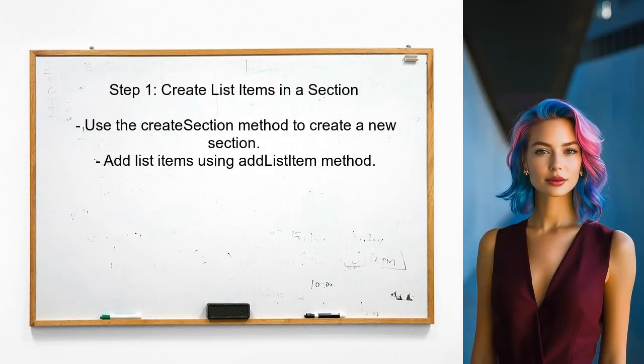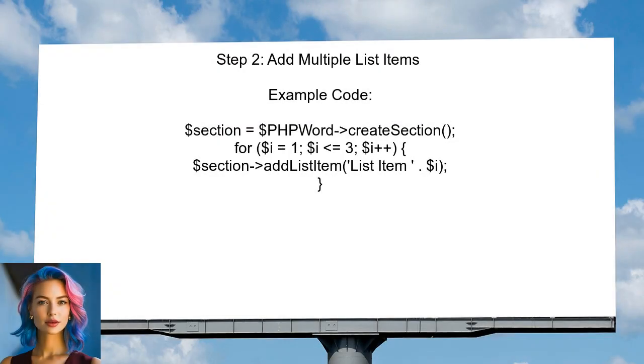To add a list to a loaded template in PHPWord, the user should first create the list items in a separate section. This is important because the template does not directly support adding complex objects like lists. Next, the user should ensure that the list items are added correctly. They can do this by using a loop to add multiple items to the section, which will help in managing the list more effectively.